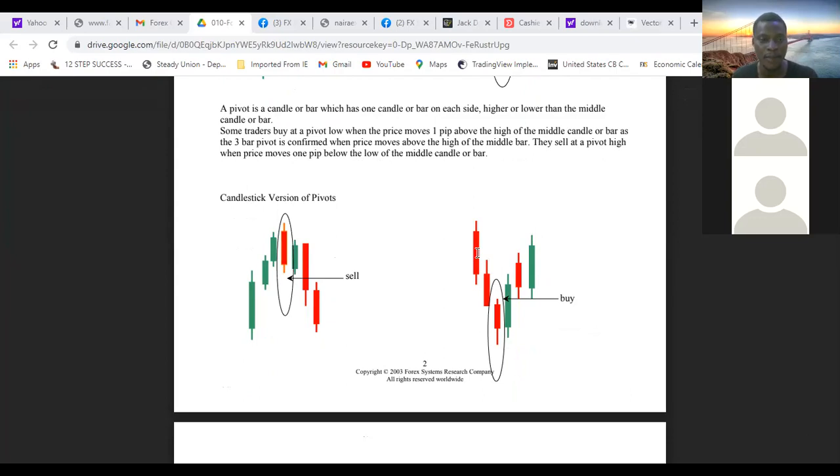So a pivot point is a candle or bar which has one candle or bar on each side, higher or lower than the middle candle or bar. Some traders buy at a pivot low when the price moves 1 pip above the high of the middle candle or bar, as the bar pivot is confirmed when price moves above the high of the middle bar. They sell at a pivot high when the price moves below.